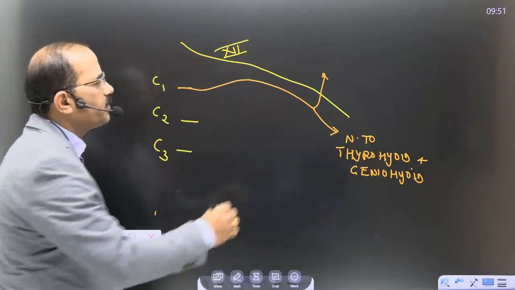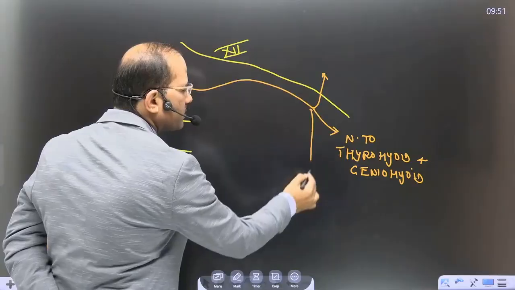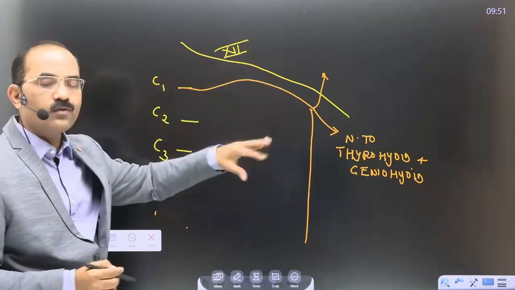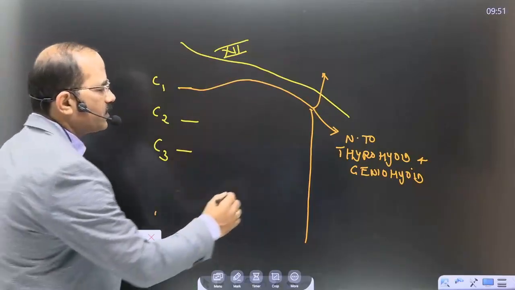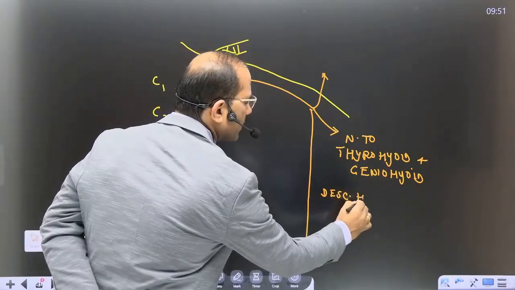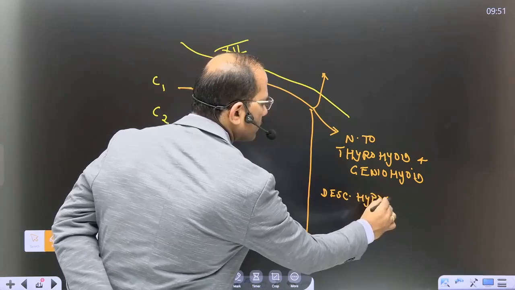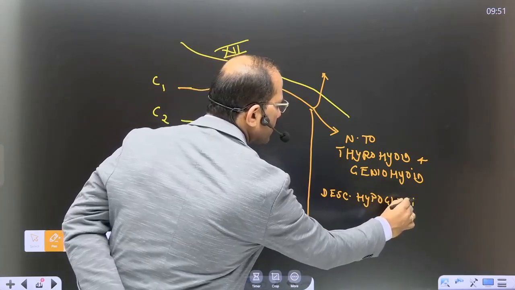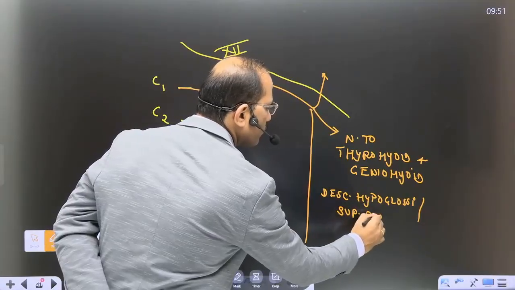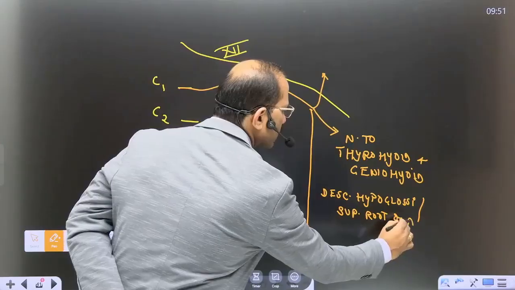So the third branch which is given by the C1, this branch is descending down. Okay, this branch is descending down from the hypoglossal nerve. So this is what we call as the descending hypoglossi, or this is what we call as the superior root of ansa cervicalis.